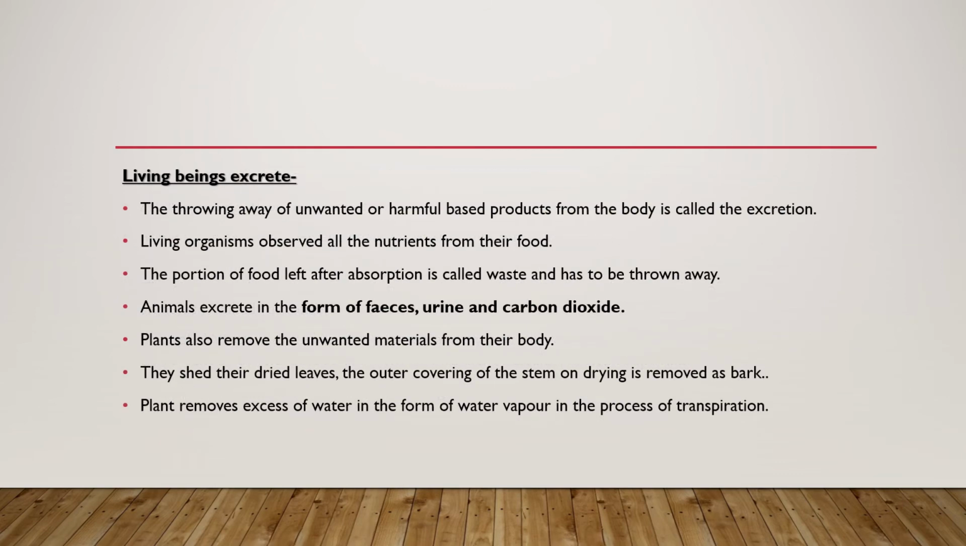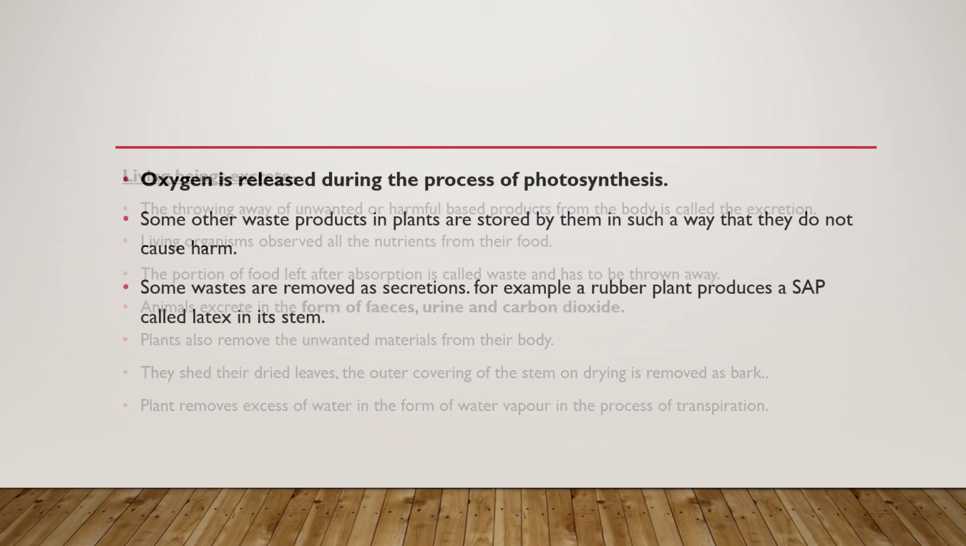Living beings excrete. The throwing away of unwanted or harmful products from the body is known as excretion. Living organisms absorb all the nutrients from their food, and the remaining item which is not absorbed or not digested properly is thrown out of the body. Animals excrete in the form of feces, urine, and carbon dioxide. Plants also remove unwanted materials from their body, like they shed their dried leaves and the outer covering in the form of bark. And they also remove the excess of water, as we have seen, in the form of transpiration.